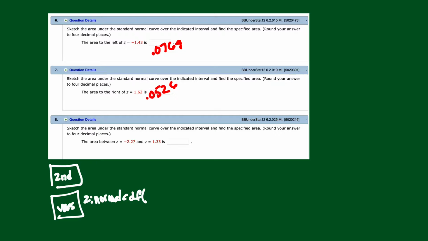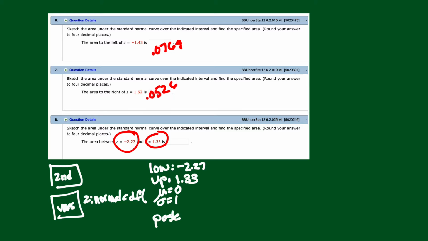Now, here's the lower. The lower is this number right here. So you type in that number. Negative, now not minus, be careful, it's negative, not minus, 2.27. The upper is right there, 1.33. Now the mean is still 0. Standard deviation is still 1.